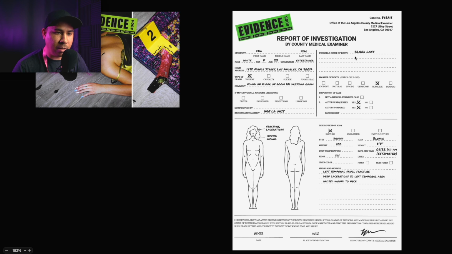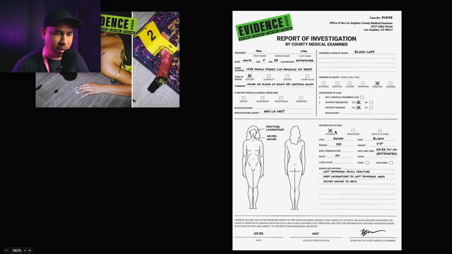Probable cause of death, blood loss. Not like blunt force trauma, or whatever it's called. Manner of death, homicide. Autopsy requested, yes, and ordered, yes. Okay. Fractured lacerations, incised wound. Wouldn't there be like multiple wounds? Because that was a lot of times, with the bottle.